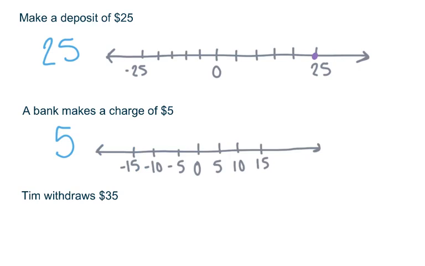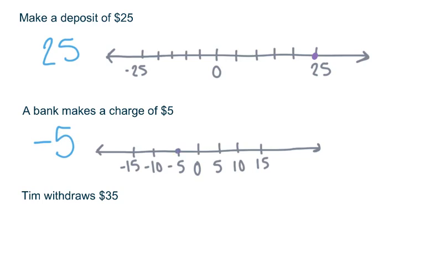Now, as you can see on our number line, I have gone from 0 to positive 15 and 0 to negative 15. And I said our integer was 5, but we also have to determine if our integer is a positive or a negative. And since it is a charge, that means money is being taken out, so therefore it is a negative number. So if it is a negative number, then our point on our number line has to be to the left of 0 at negative 5.